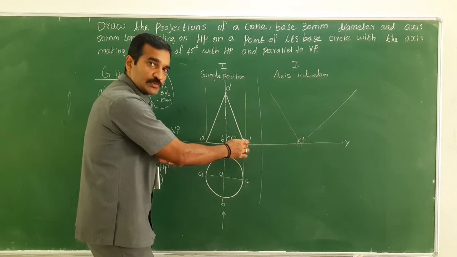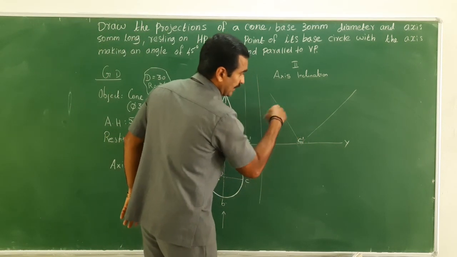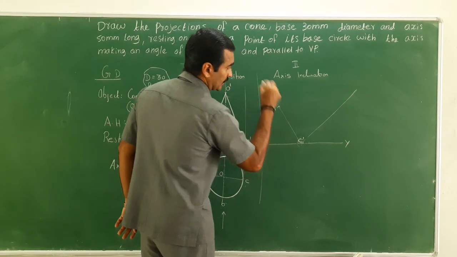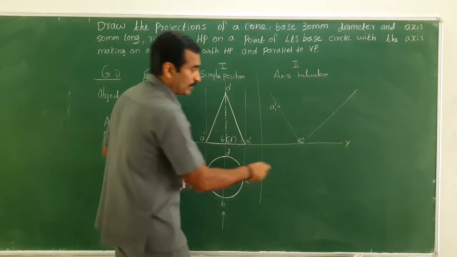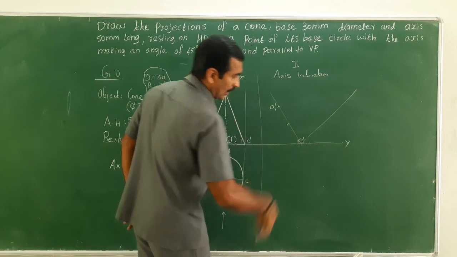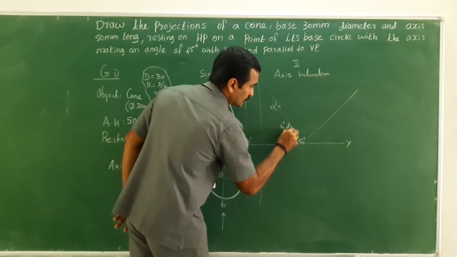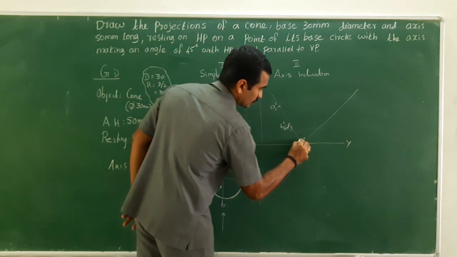Now, this is C1 dash, isn't it? So, measure the distance between C and A in your compass. Keep it at C, cut an arc, and this could be A1 dash. Now, measure the distance between C and B in your compass. Keeping it at C, cut an arc, and this could be B1 dash and D1 dash. Clear? This is C1 dash.